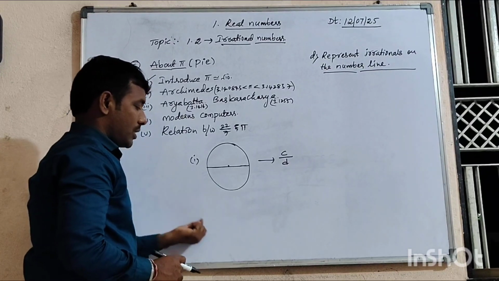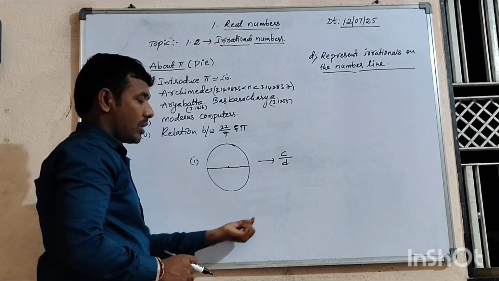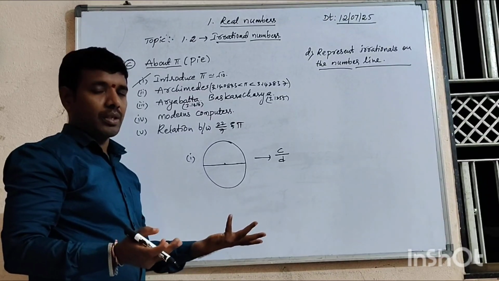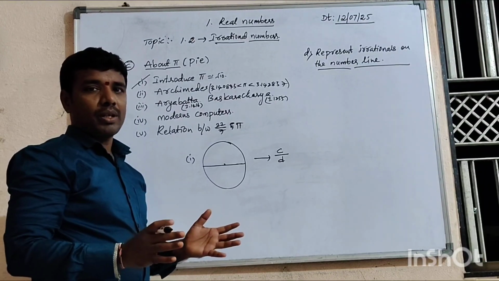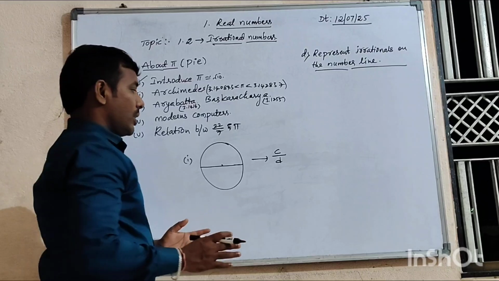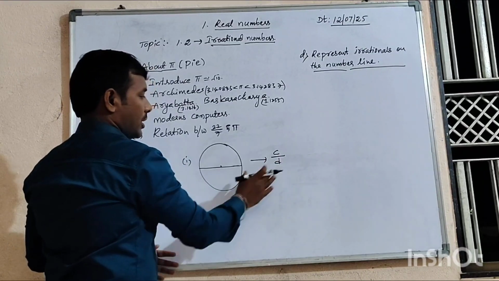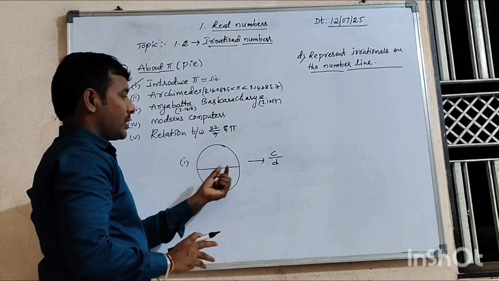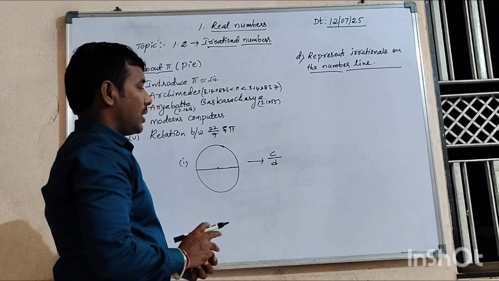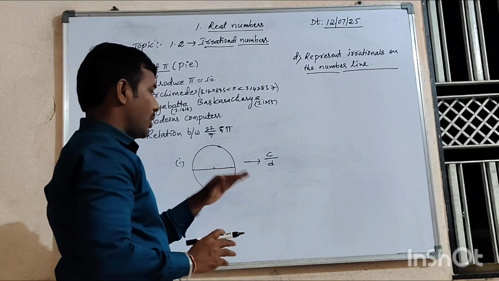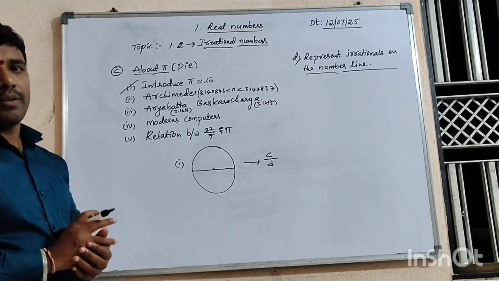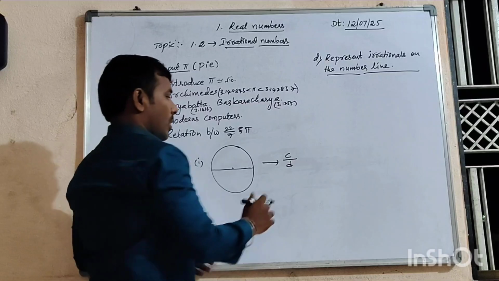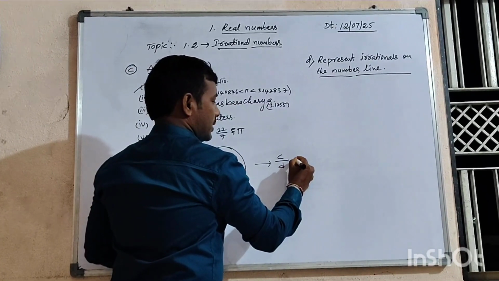Similarly, you take a second circle, third circle, fourth circle, fifth circle, whatever the circle, either small or big. Size is not a matter. So the same logic, same concept you apply for all circles. That is, for every circle you try to find C divided by D, nothing but the ratio of C and D. Not only one, every circle.